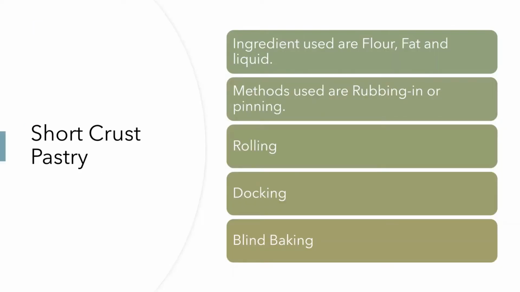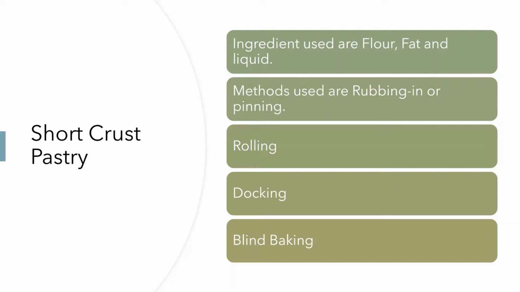Let's discuss non-laminated pastries first. In that, shortcrust pastry is the example. The ingredients which are essentially used for shortcrust pastry are flour, fat and liquid. This liquid can be in the form of milk or water or eggs. The methods which are used for making the shortcrust pastry are rubbing in or pinning.